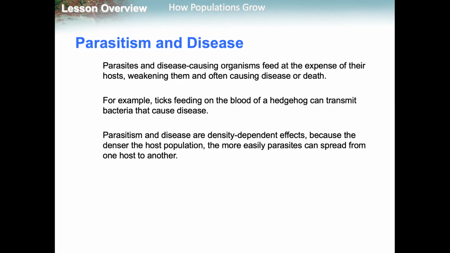Parasites and disease-causing organisms feed at the expense of their host, weakening them and causing disease or death. So ticks feeding on the blood of a hedgehog or a dog can transmit bacteria that cause disease, which then will lower that population.